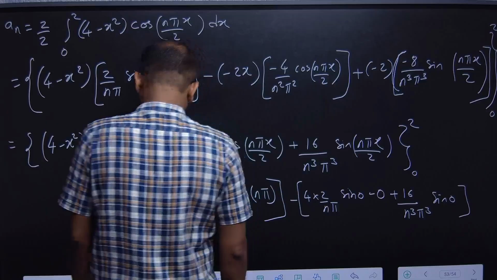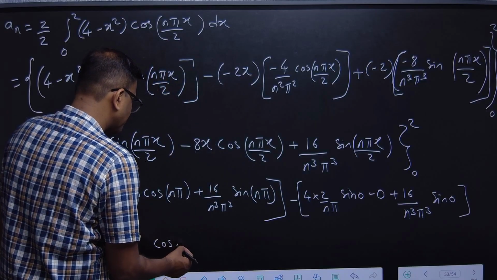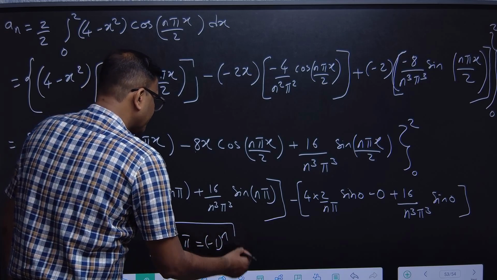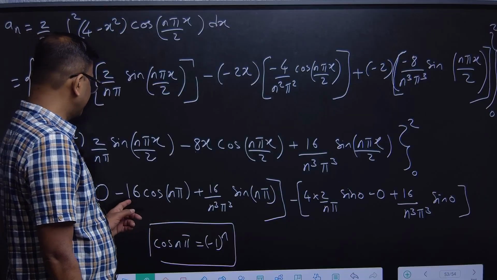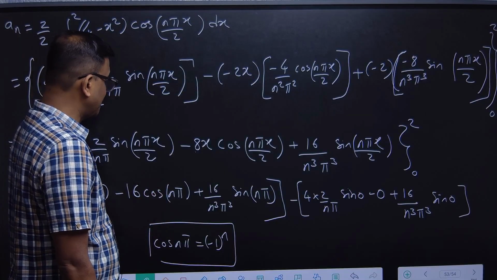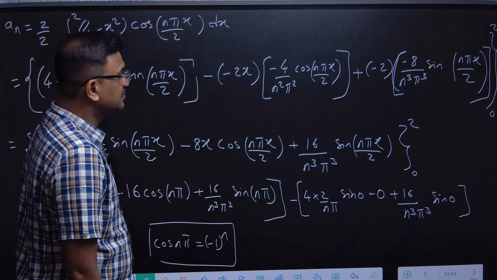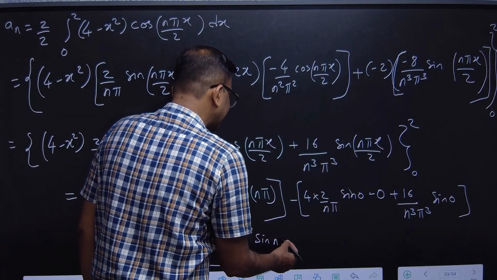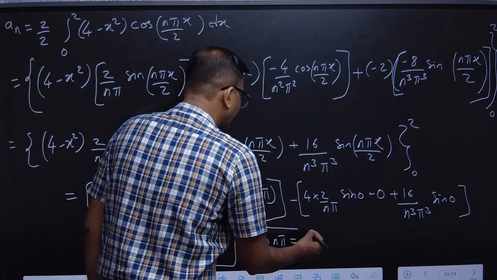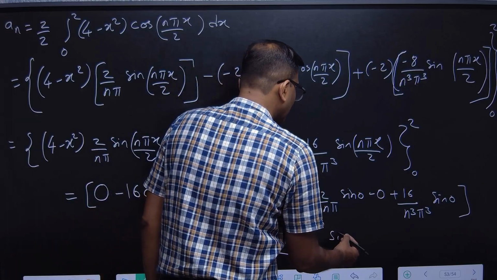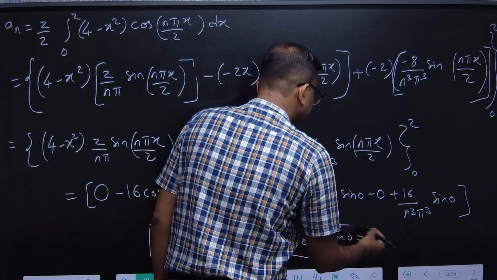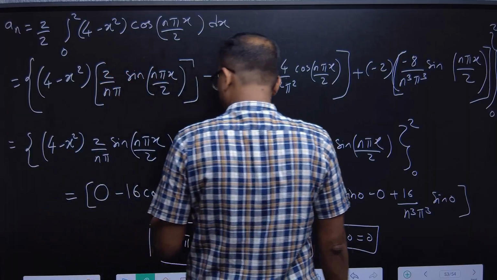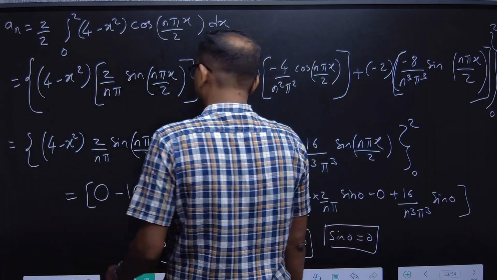Remember, we know that cos n pi is minus 1 raised to n. So if you put cos n pi is minus 1 raised to n, this is going to be minus 16 into minus 1 raised to n. The sin n pi term will become 0, and the sin 0 terms will become 0. We know sin n pi is 0 for any integer value of n, and sin 0 is 0. Two terms also become 0, so only one term is going to exist: this minus 16 cos n pi.